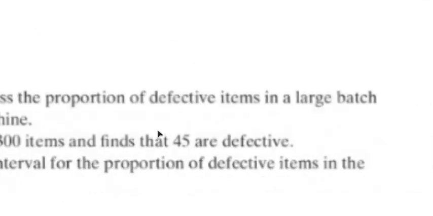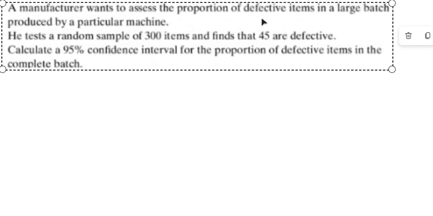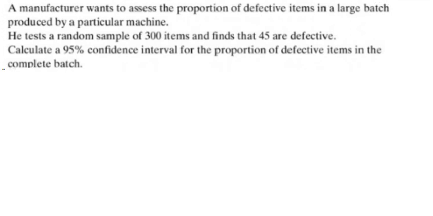So here's another one. If you want to try this yourself, you can pause the video and play it on. We'll go through the answers. A manufacturer wants to assess the proportion of defective items in a large batch produced by a machine, so he tests a random sample of 300, and 45 out of 300 is going to be our sample proportion. So if you just put that in the calculator, 45 divided by 300, you should get 0.15.